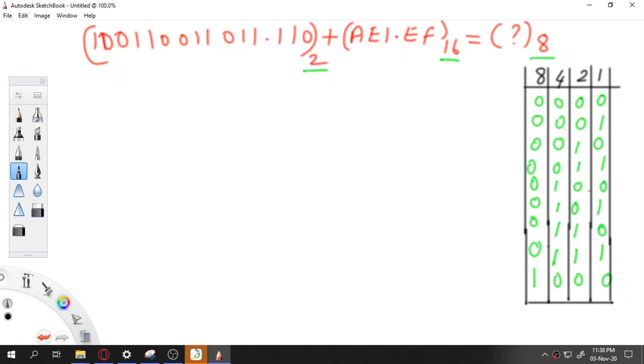So, how do we convert into octal values? Always group the number into groups of 3 in order to convert into octal, and you should always start from the LSB. This is the LSB, so start from this LSB and group the numbers into 3. This is the way we group the numbers into 3.